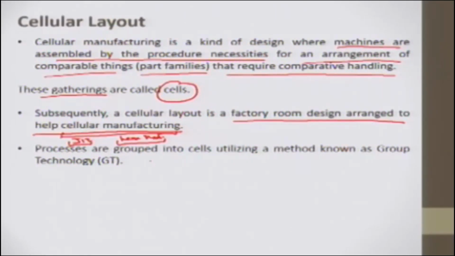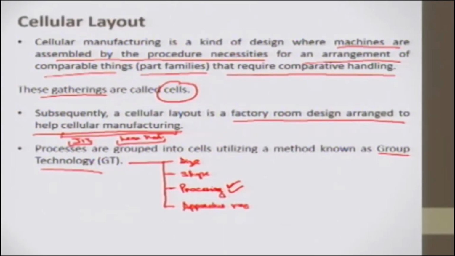So processes are grouped into cells utilizing a method known as group technology. Group technology includes recognizing parts with comparable outlines. Similar parts can be grouped. For example, groups can be made according to their size, their shape, the kind of processing that is required, which is most important here, and then the kind of apparatus that is required. So the parts or components are grouped in this way.